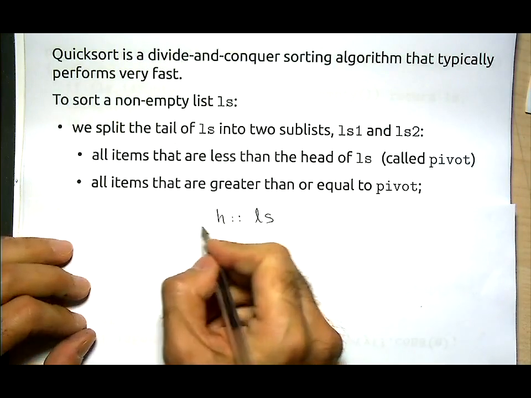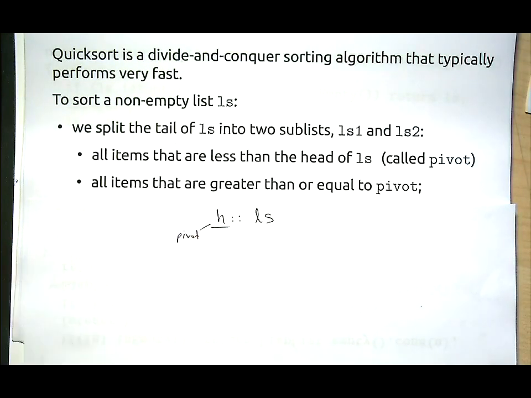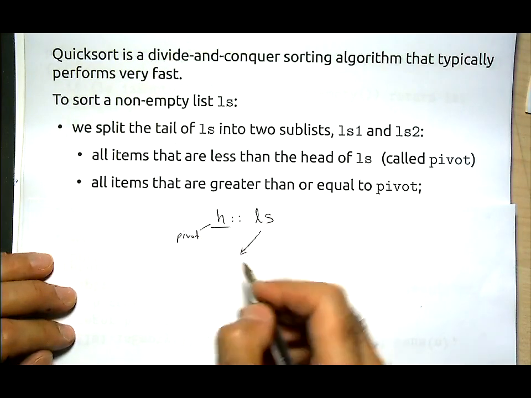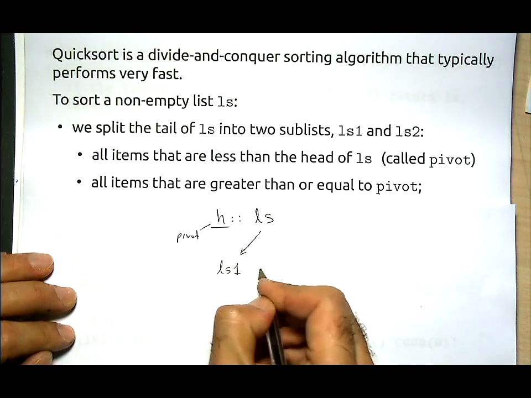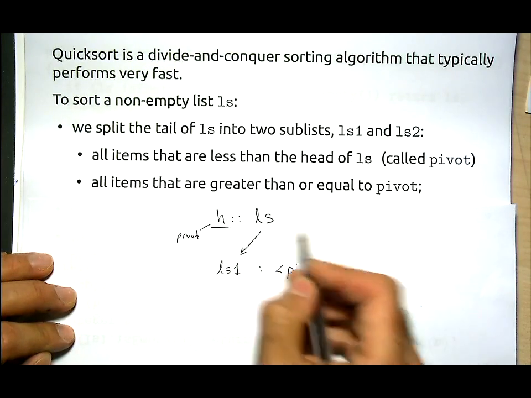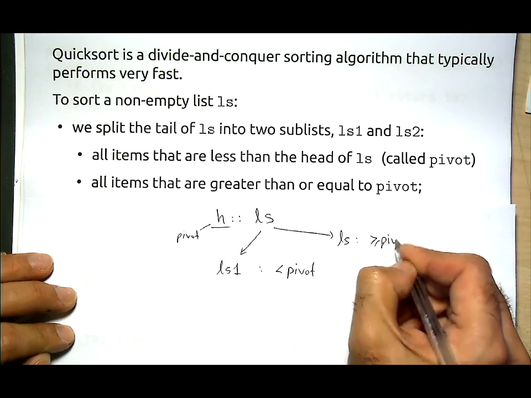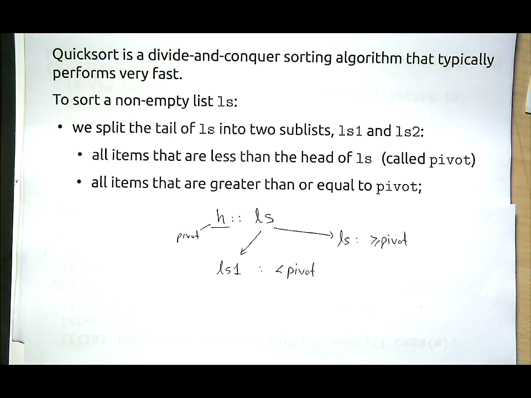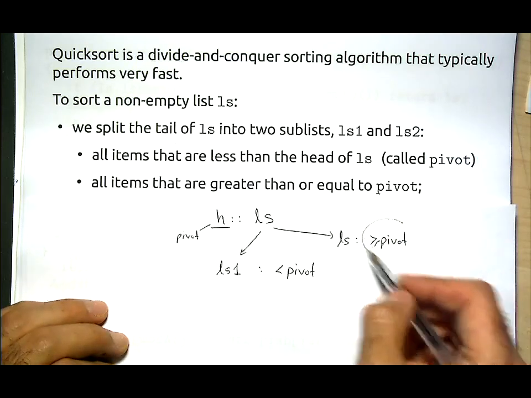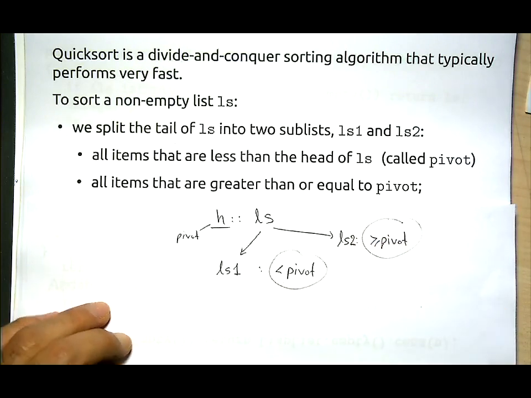Let's put this aside. Let's call this h the pivot, and break down ls into two parts: ls1, which are all the elements that are less than the pivot, and ls2, which are all the elements that are greater or equal to the pivot. So I take ls and break it into parts. I don't break it at a specific point in ls, I just break it using this criterion.